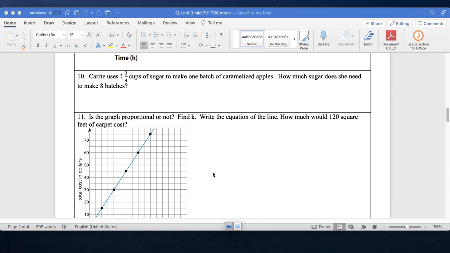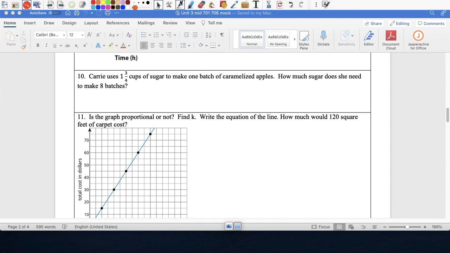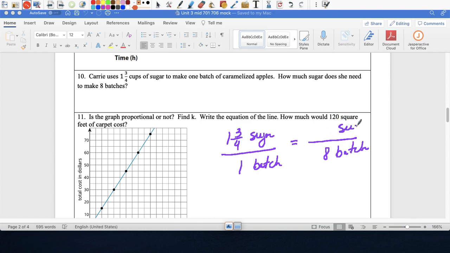How much does she need to make 8 batches? So 1 3/4 cups of sugar makes 1 batch. How much sugar does she need to make 8 batches? Well, here's 8 batches. Again, we're going to set up a proportion. I'll put sugar over the top here. Our units are the same.